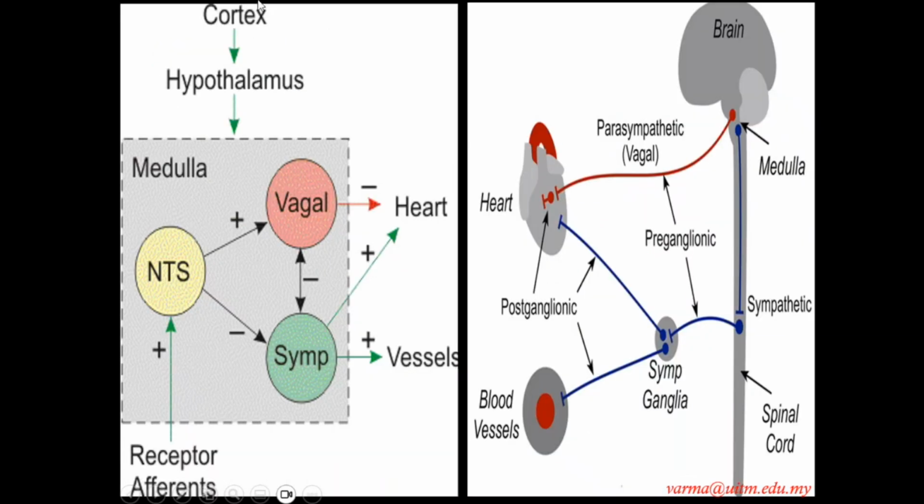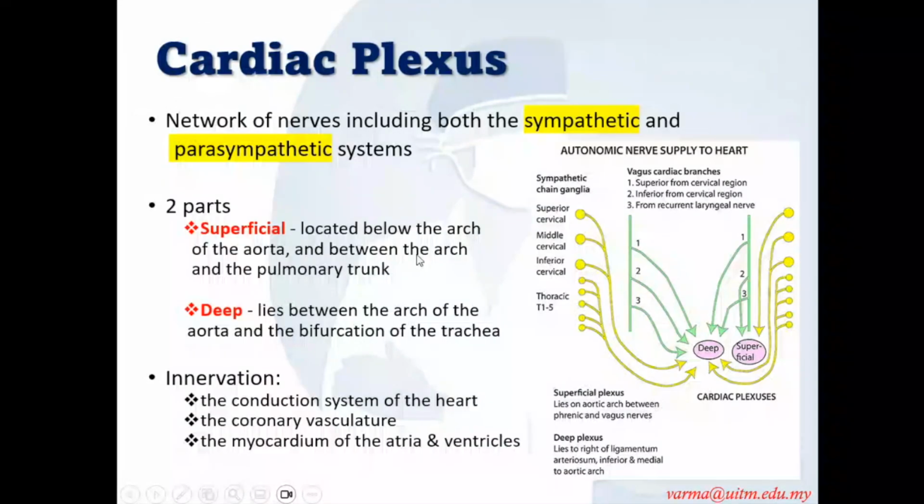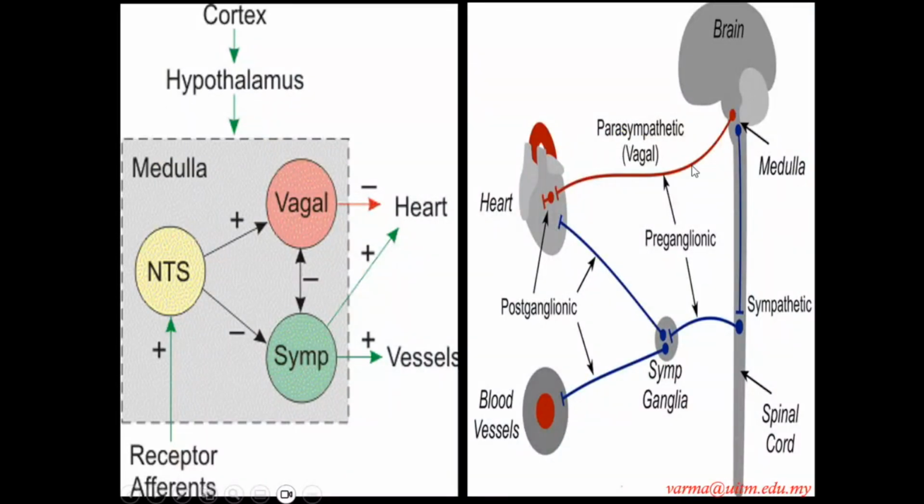So from cortex to hypothalamus, hypothalamus to medulla, the nucleus tractus solitarius. This is just a repetition in a different format. Sympathetic and parasympathetic is via vagal. So sympathetic affects your heart and vessels directly. Vagal also affects the heart, inhibitory, and this is stimulatory. This is just a repetition of this picture again. Medulla, parasympathetic, vagal, preganglionic, and then you have your sympathetic, with preganglionic and postganglionic.